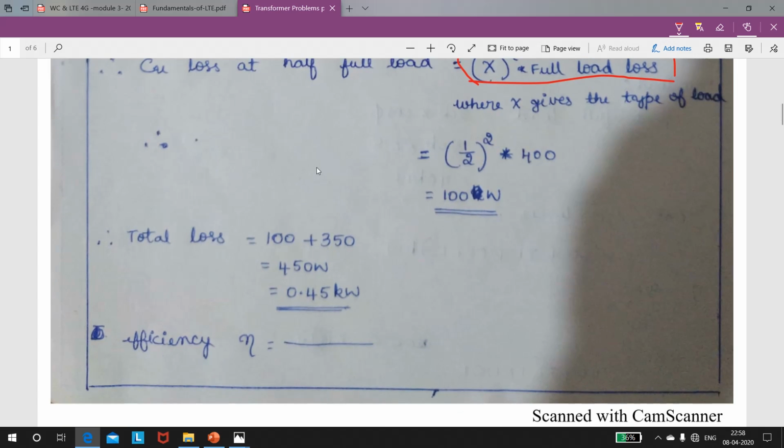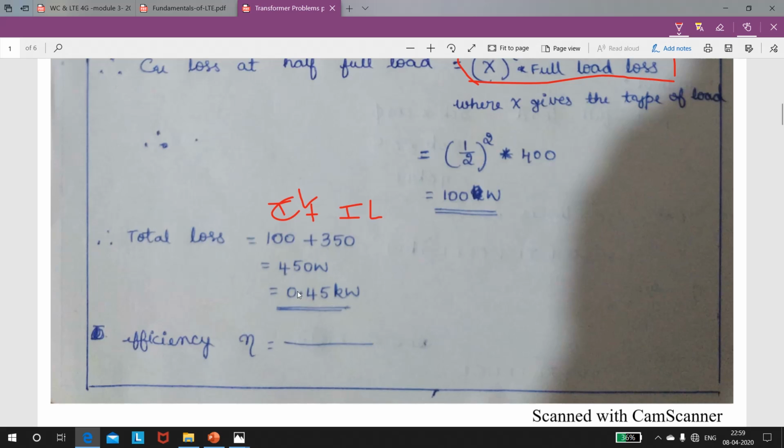So half square into 400 will give you the copper loss at half full load. So what is the total loss? Total loss is nothing but iron loss plus the copper loss. So let me calculate what is total loss. Copper loss plus iron loss will give you the total loss.